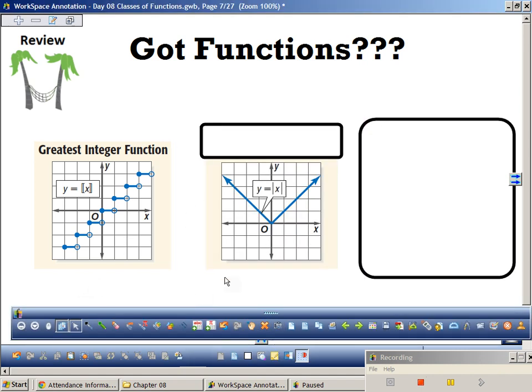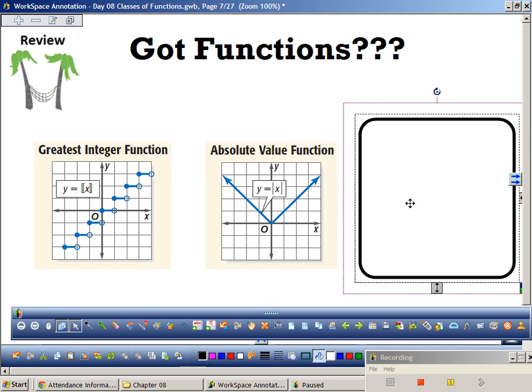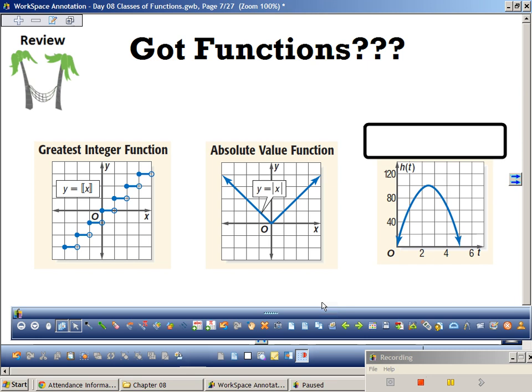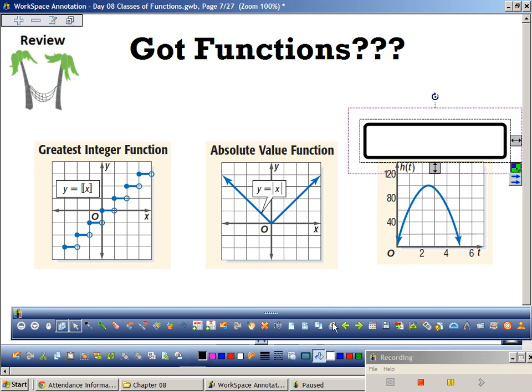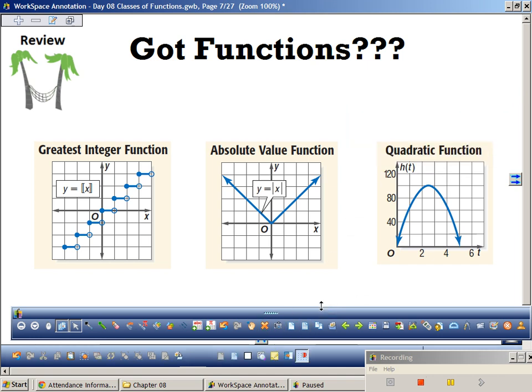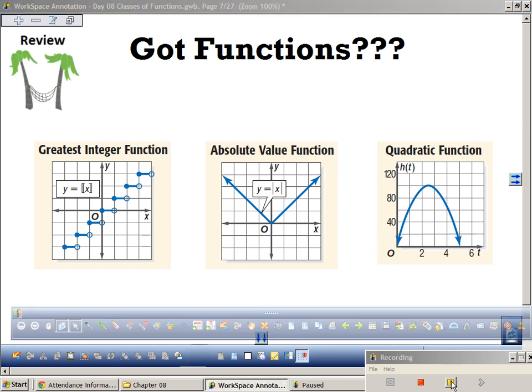What about this one? Yeah, it's pretty easy, right? Absolute value function. And this one? It's a quadratic, right? You guys have done those for quite some time. Quadratic function. So go ahead and just sketch those quickly in your notes and make sure you have the names of them.